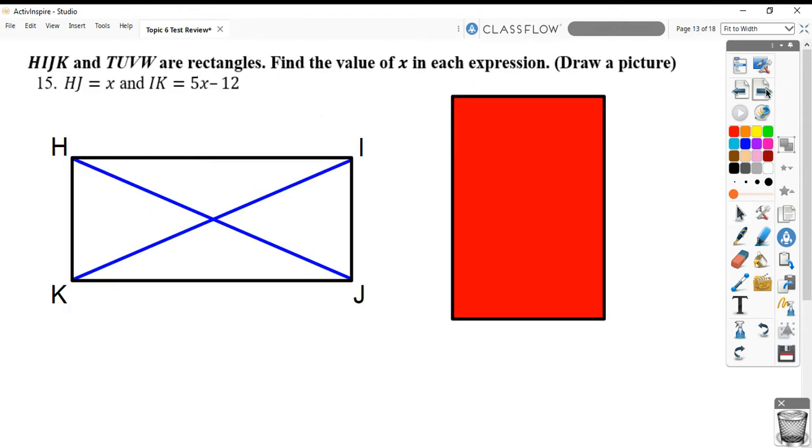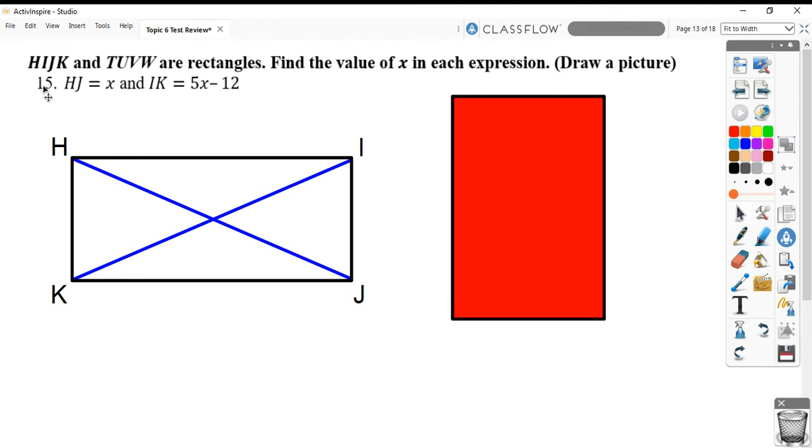On now to number 15. Number 15 on your paper does not give you a picture. It suggests that you draw a picture. When you're taking this on the test, I also recommend drawing a picture.